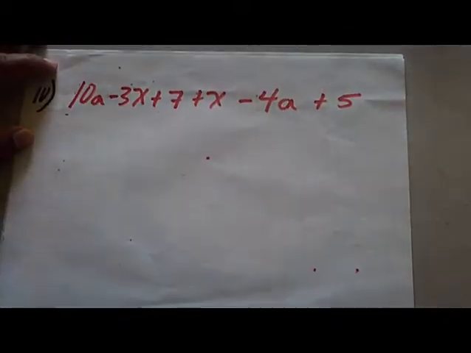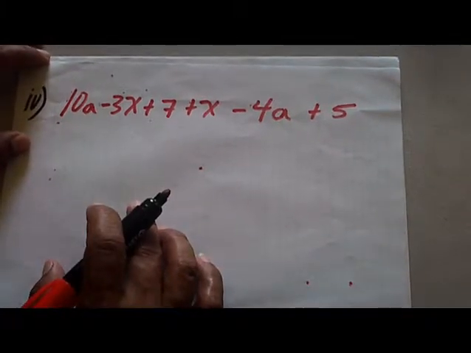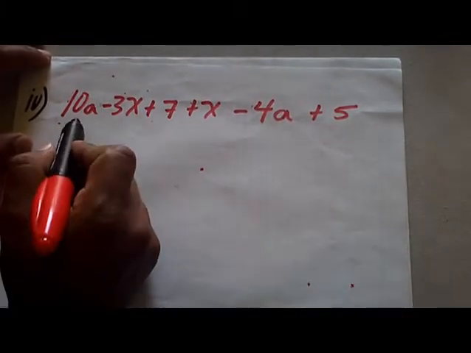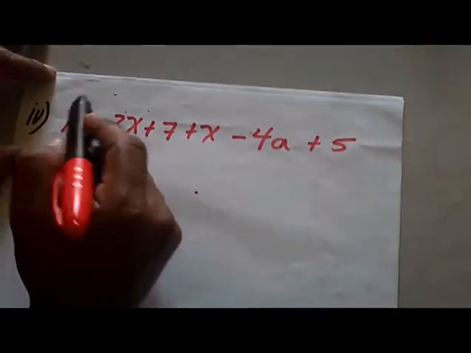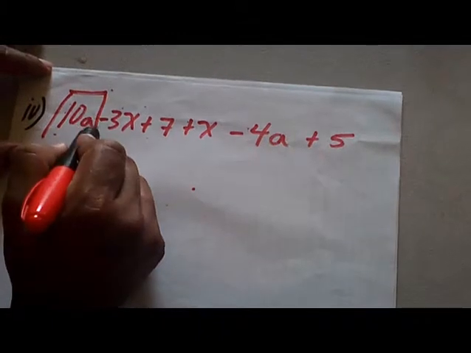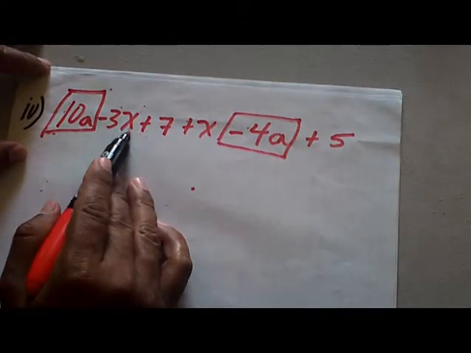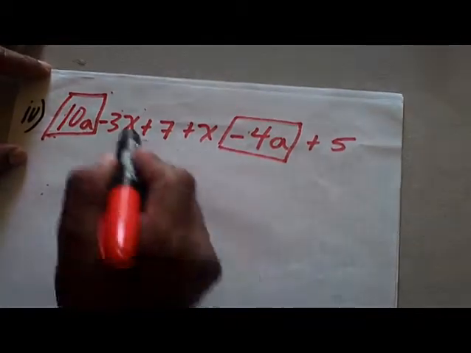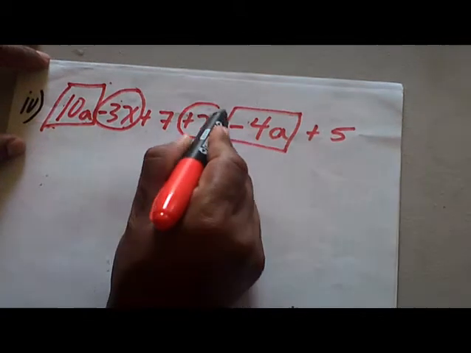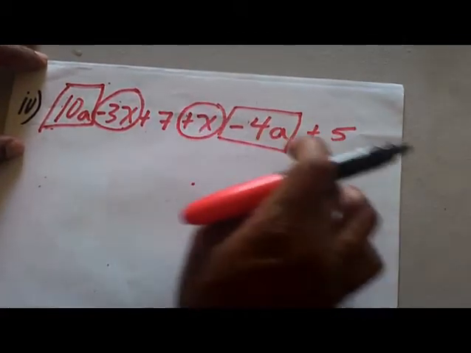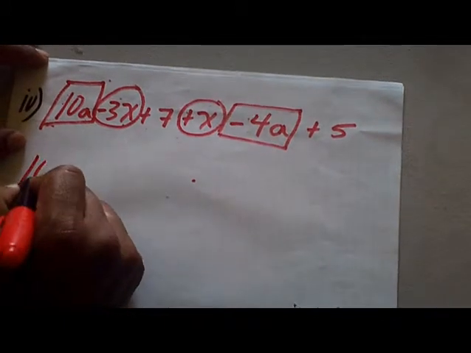Last one. We have a larger expression here. Let's see if we can combine like terms. We have an a, same variable. Therefore, we know these two will be combined. We have an x and we also have an x here, so let's please circle these. We know they will be combined as well. And we are left with these, which are just whole numbers. So let's arrange it now.